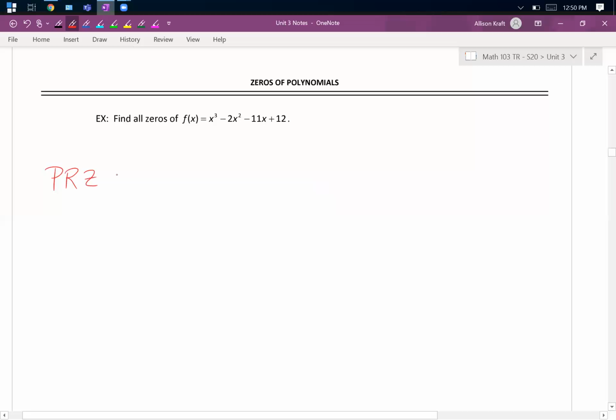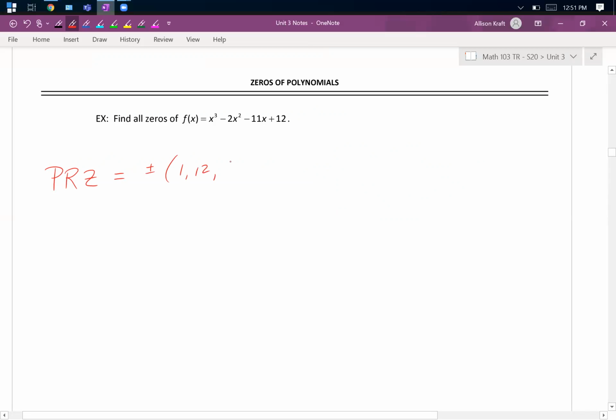Possible rational zeros. I typically abbreviate it PRZ because that's just a lot to write. And we want all the factors of our constant divided by the factors of our leading coefficient. So what are our factors of 12? Plus or minus 1 and 12.